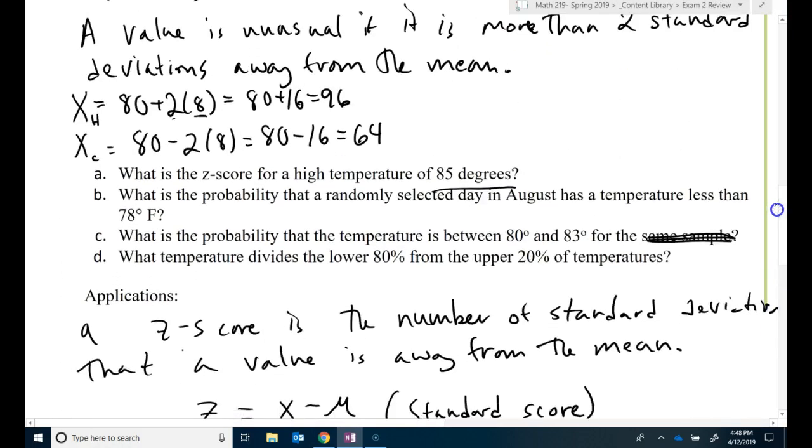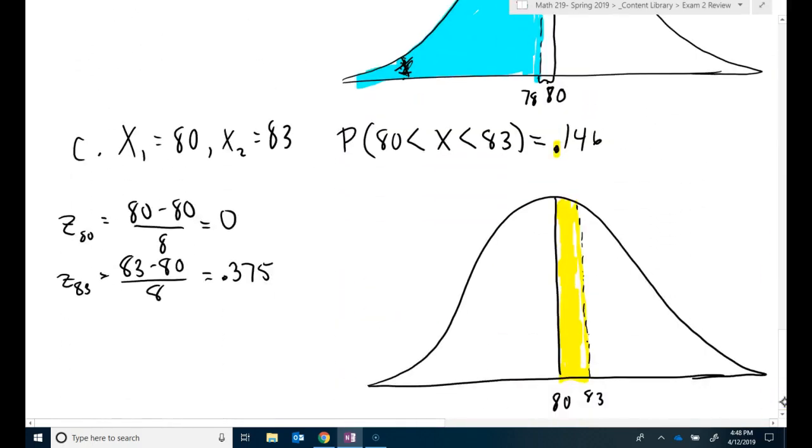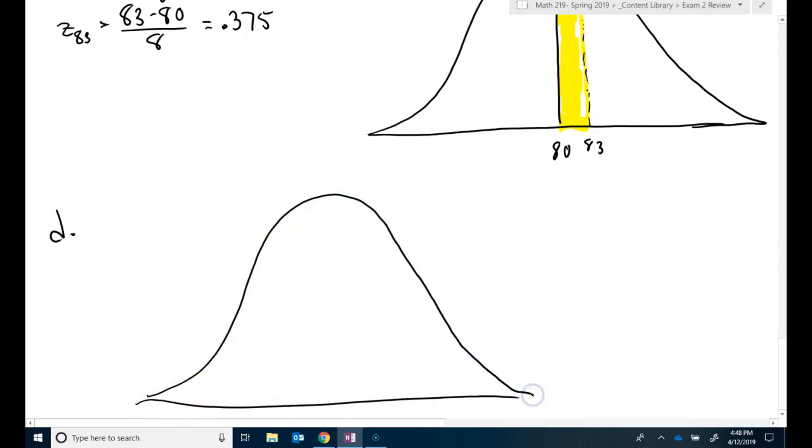All right, okay. Now, this last one is a little bit different because what it's asking us for is the values that will separate this portion of the normal out, the lower 80% from the upper 20% of temperatures. So when I'm looking for something like that, it's going to be a little bit different. Actually, it's going to be a lot different. So for D, what I'm going to do is draw a picture of this one. I can't find a z-score because I don't actually know what values I'm looking for. I'm looking for the values, I'm not looking for probabilities.